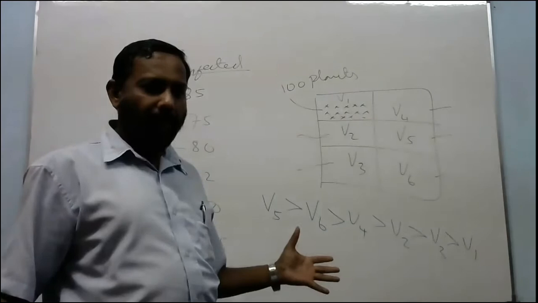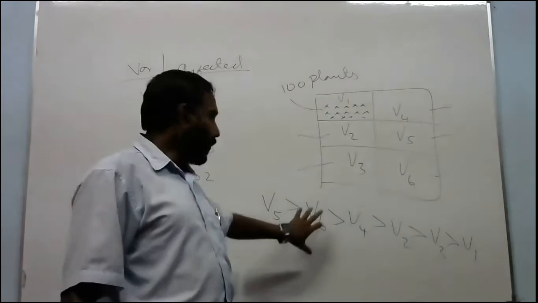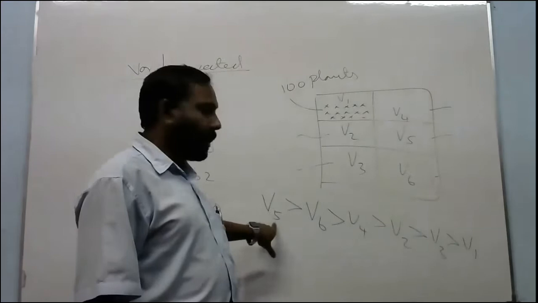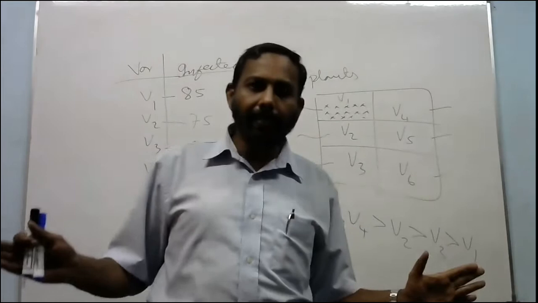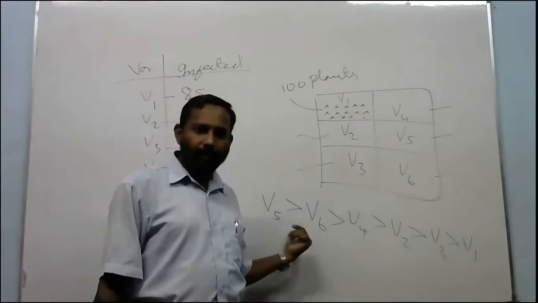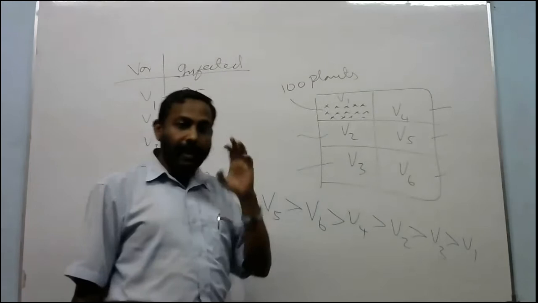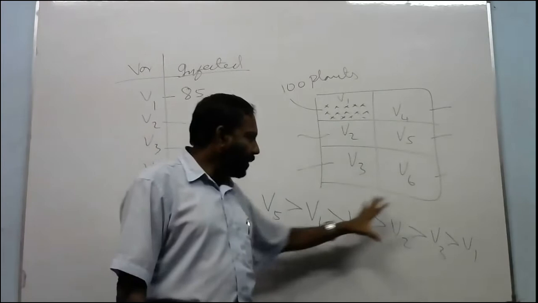The next is V6. If you compare these two, we can say variety 5 is better than variety 6. Can we say like that? Can somebody say like that? Yes or no? Yes. In the study, we can say variety 5 is better than 6. Similarly, variety 6 is better than variety 4. So likewise, you see the ranking system.